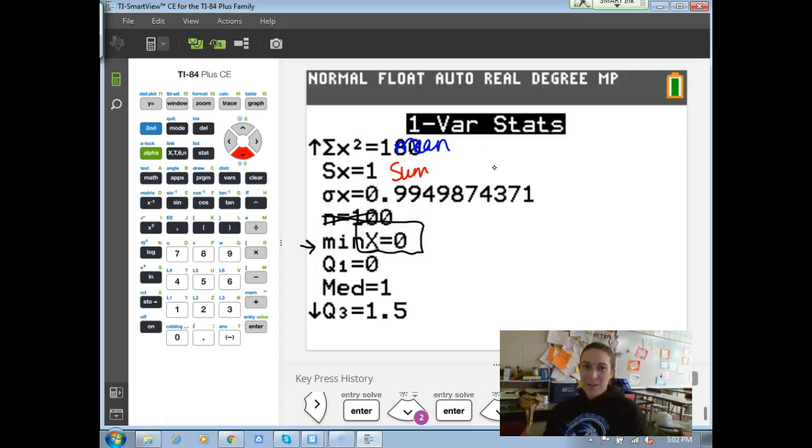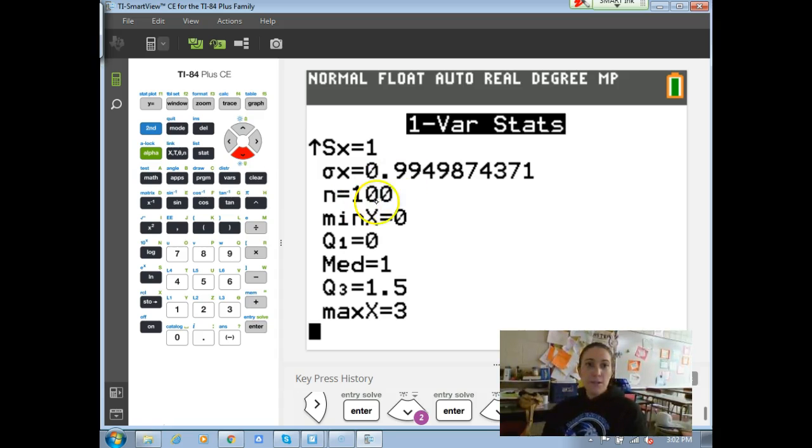If I keep going down the list, let's get rid of all that. It's going to give me some other information, okay? And keep going. N is the number of things in your list or your frequency, so there were 100, we knew that. The minimum was 0. Q1 is called the first quartile, so if you take all your data and you chunk it up into quarters, like 25% of the data, Q1 0, median 1, Q3, max. That'll come into play when we do box and whisker plots later, so we'll save that talk for later.